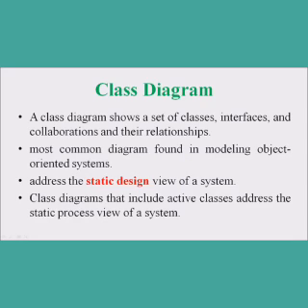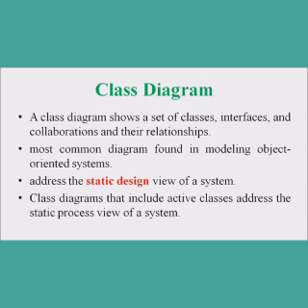A class diagram shows a set of classes, interfaces, and collaborations and their relationships between the classes. A class diagram is simply the relationship between one or more classes associated with a particular program. The most common diagram found in the modeling of object-oriented systems is a class diagram, and this class diagram addresses the static design or view of a system.